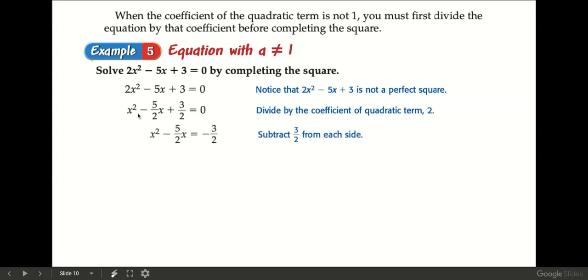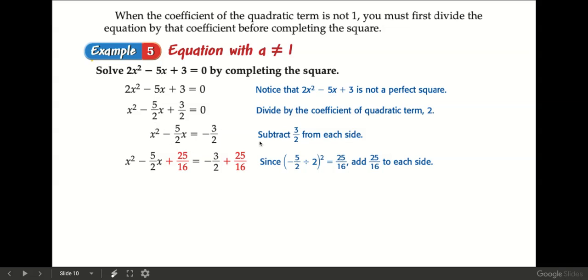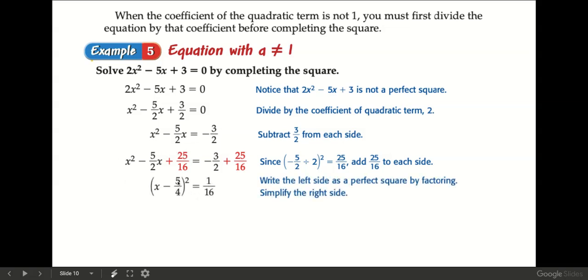So again, this is not a perfect square trinomial, so I'm going to subtract 3 over 2 from each side. And then again, what perfect square trinomial do I need? Right, so I could just take negative 5 halves divided by 2 and then square it, which would give me 25 sixteenths. So 25 sixteenths is what I need to add to both sides. And then I recognize that this is now a perfect square trinomial, which could be factored into x minus 5/4 squared. And then if I add negative 3 halves plus 25 sixteenths, that gives me 1/16.